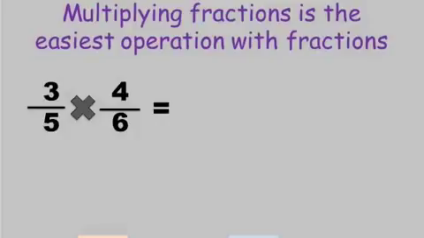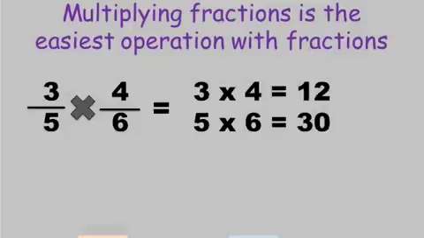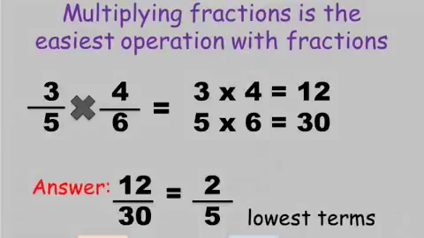3/5 times 4/6. All you have to do is multiply straight across. You multiply the numerators and you multiply the denominators. So in this case it'll be 3 times 4 equals 12. 5 times 6 equals 30. So our new fraction, the answer is 12/30.